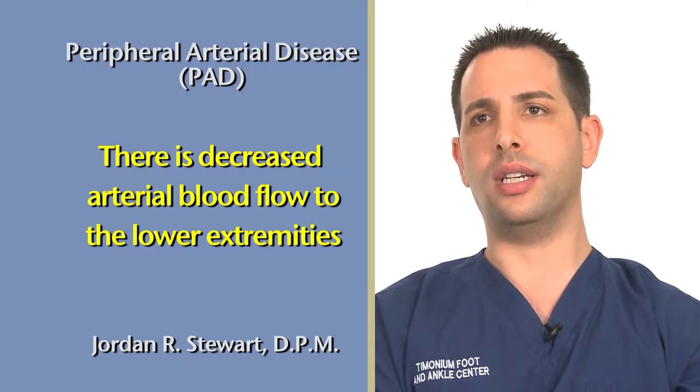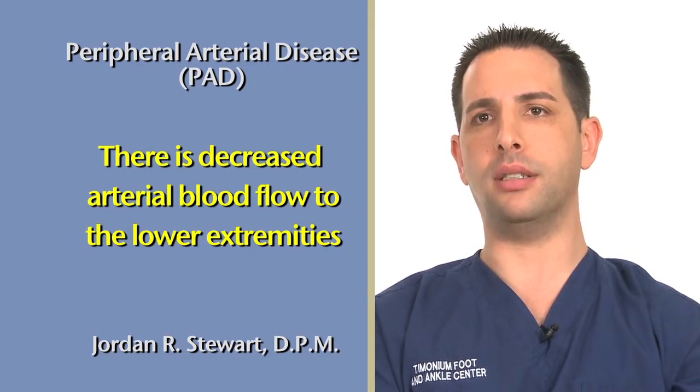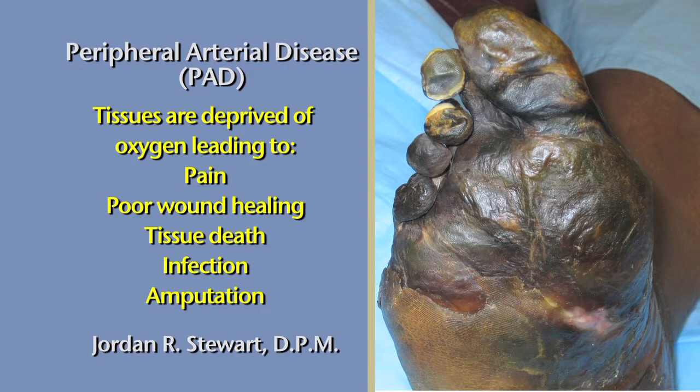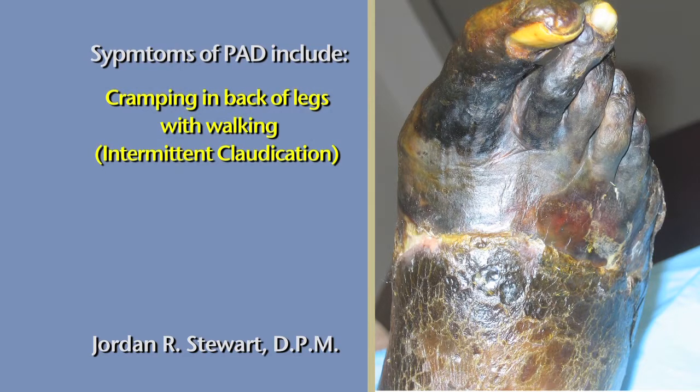Peripheral arterial disease, also known as PAD, occurs when there is decreased arterial blood flow to the lower extremities. As a result, tissues are deprived of oxygen, and this can lead to pain, poor wound healing, tissue death, infection, and lower extremity amputation.